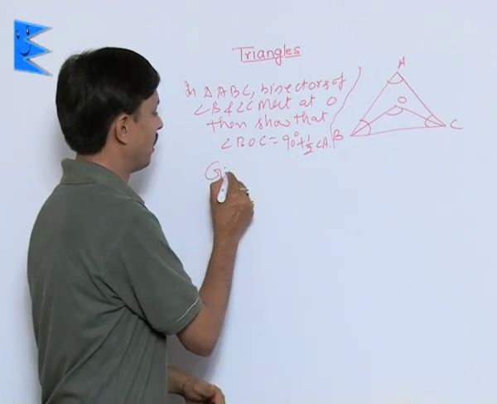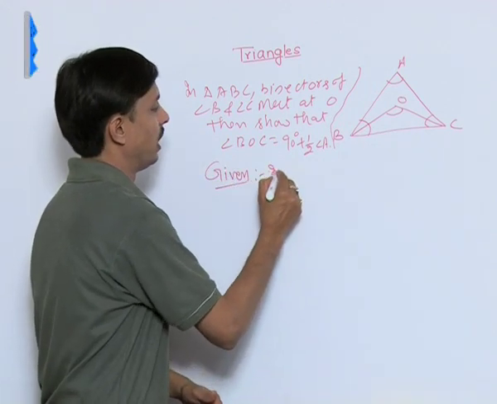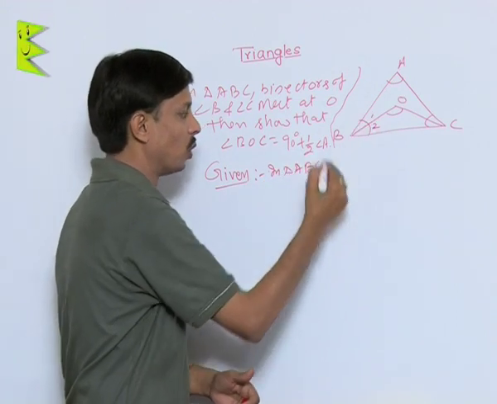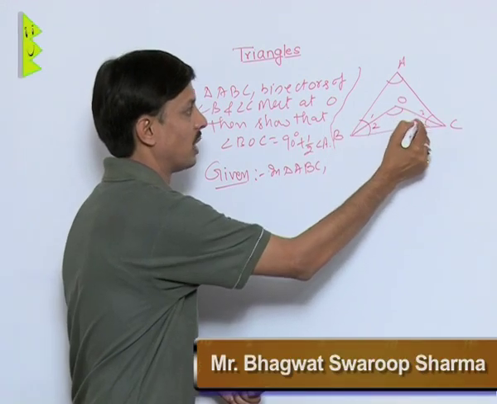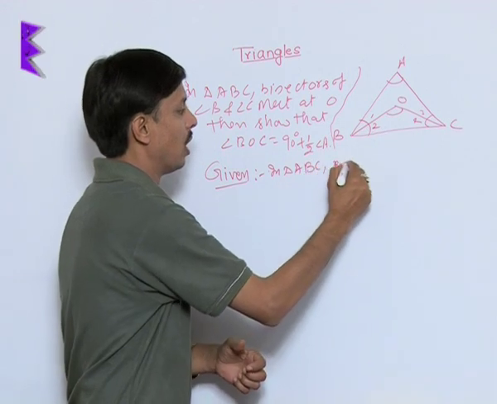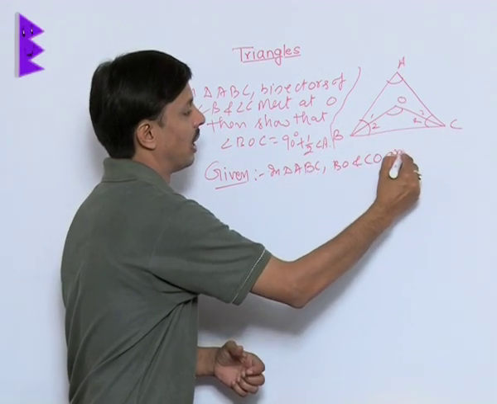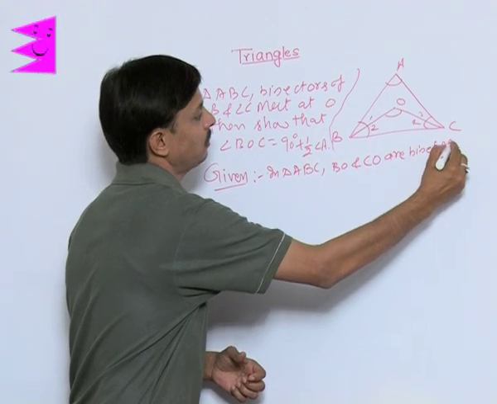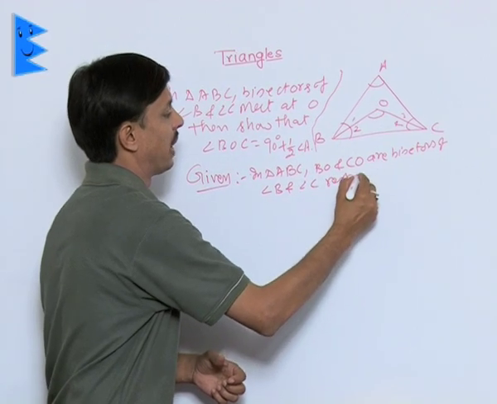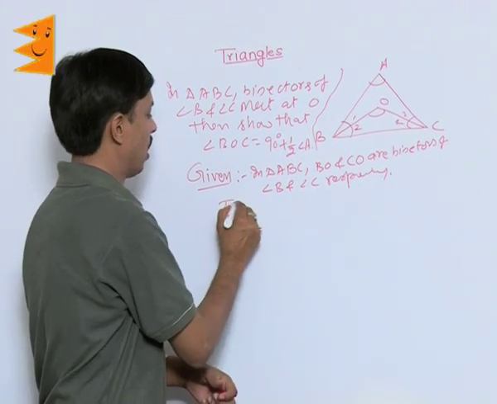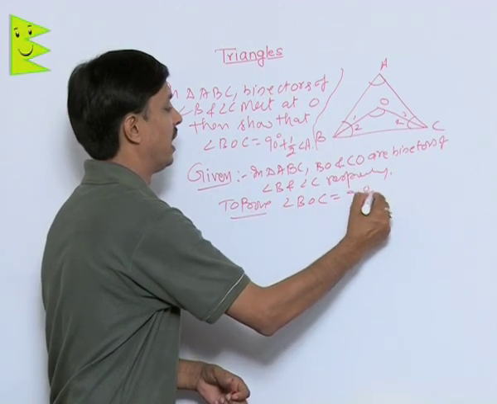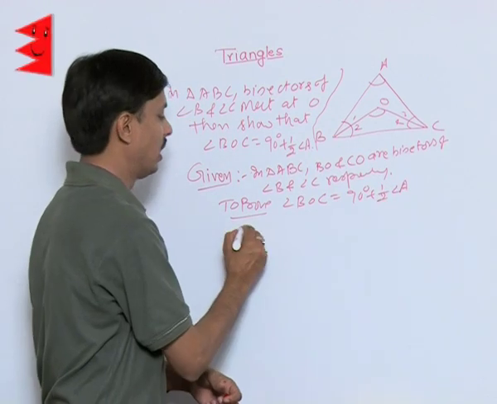What's given here? That given is in triangle ABC, 1 is equal to 2 because it is a bisector, or you can say 3 is equal to 4, CO is bisector. In triangle ABC, BO and CO are bisectors of angle B and angle C respectively. This is given. What we need to prove? That angle BOC is equal to 90 degrees plus half of angle A.